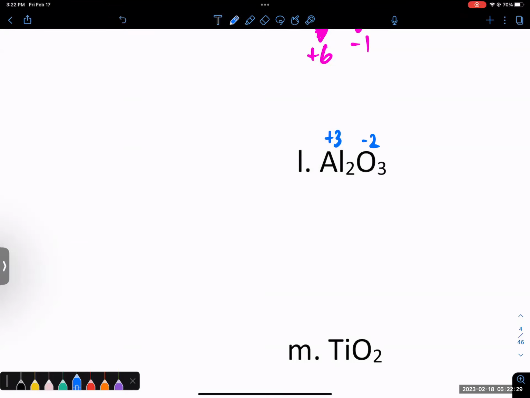All right, people in the back, I'm gonna give y'all a special problem just for y'all. AlCl3. Determine the oxidation states of this.